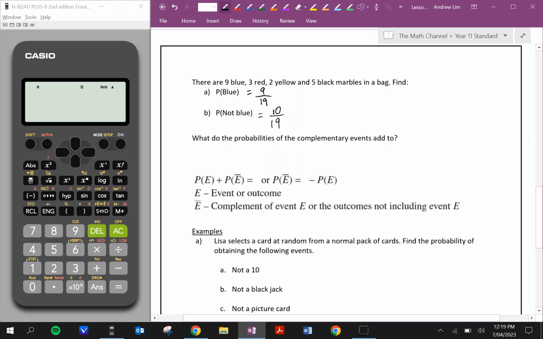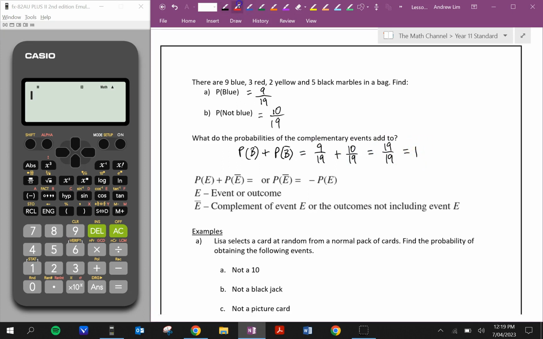What do the probabilities of the complementary events add to? We can see here that blue and not blue are complementary. They're the exact opposite of each other. So the probability of blue plus the probability of not blue is equal to 9 out of 19 plus 10 out of 19, which is 19 out of 19, or 1.